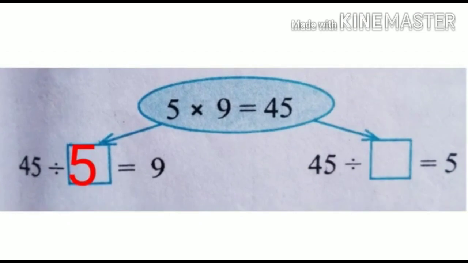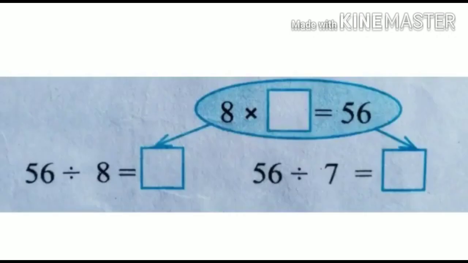And in the next, 45 divided by dash is equal to 5. So we have to say the table of 5 up to 45. So here 5 9s are 45. Therefore 45 divided by 9 is equal to 5. So again I am telling that in multiplication, if we change the numbers, the answer remains the same. So here 5 9s are 45 or 9 5s are 45.